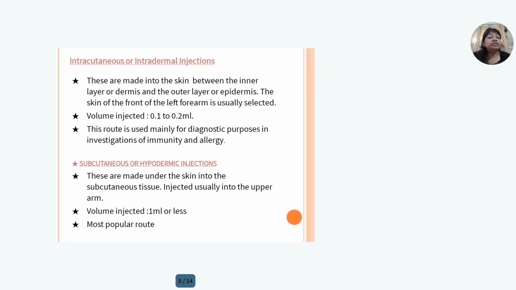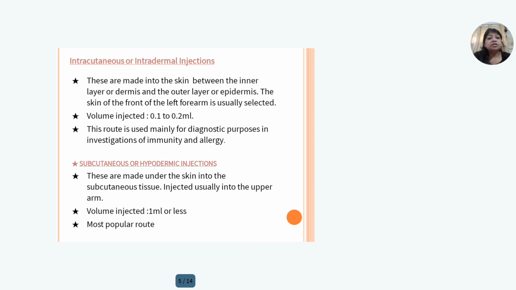It is very important to know what volume should be given by which route. For intradermal, the volume is very small. It is 0.01 to 0.02 ml only. The route is used mainly for diagnostic purposes in the investigation of immunity and allergy. In the diagram we can see that the intradermal injection will be given to the dermis section of the skin.